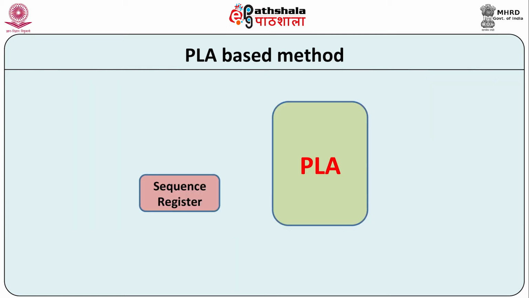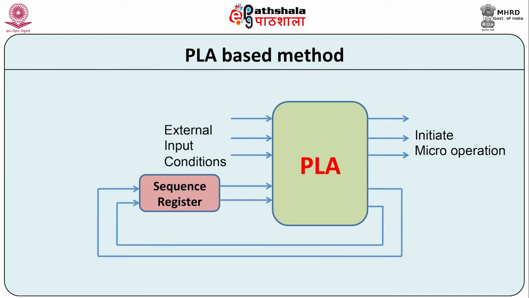The figure indicates the architecture of the PLA based control unit. It consists of only two components, the first the sequence register and second the PLA device. The sequence register sets the present state of the control unit. The PLA has external input conditions as well. The PLA outputs are dependent on the present state of the sequence register and the external input conditions. The PLA outputs decide which micro operation should be initiated.